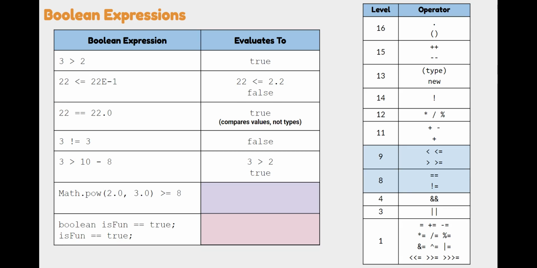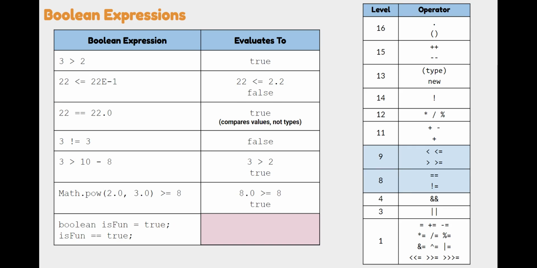On the next line, we are calling a math method using the dot operator. The dot operator has one of the highest levels of precedence that we know, at level 16. That method will evaluate first. The pow method takes the first parameter and raises it to the power of the second parameter. So 2.0 raised to the power of 3.0 is 8.0. We are asking if that is greater than or equal to 8, and that is true.